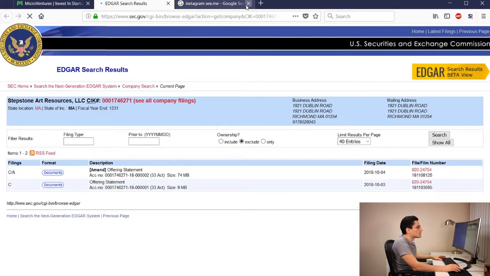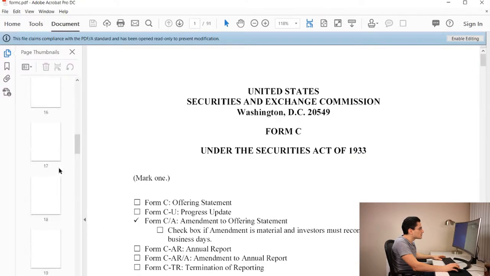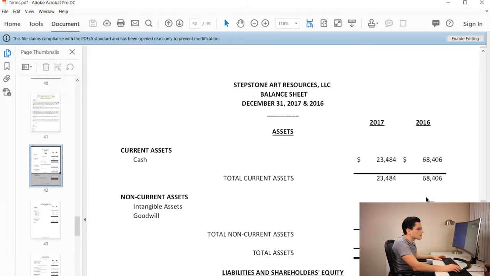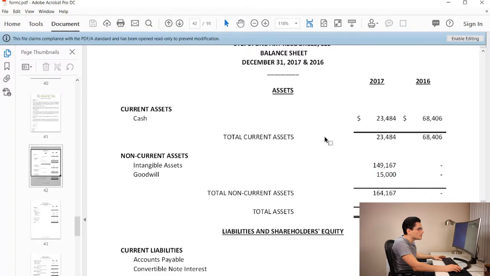Click here, go to their, let's see, they have an amended offering statement. Let's take a look at that bad boy. Form C. Let's find the financials for this one. Okay, right there. Let's take a look at what we have. All right, so this is the balance sheet right here for the years ended December 31st, 2017 and 2016. Very nice.